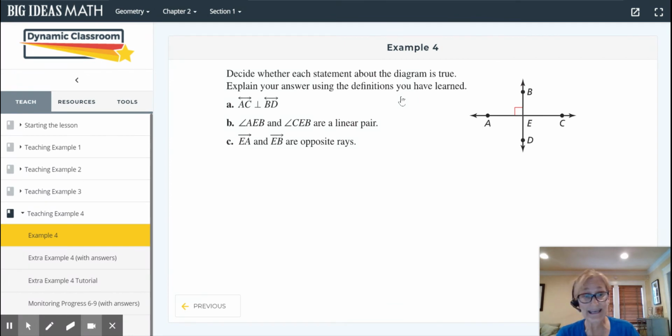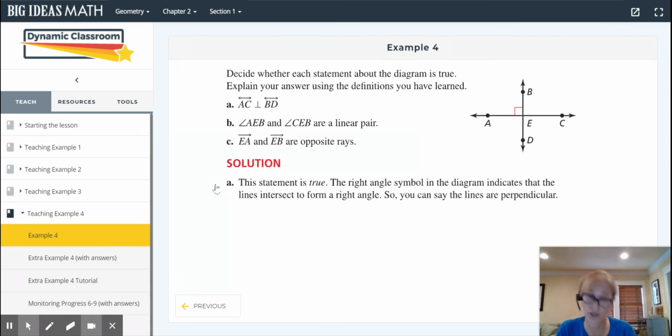So on page 68, you'll see a picture like this. The definition of perpendicular lines is, if two lines intersect to form a right angle, then they are perpendicular. If two lines form a right angle, then they are perpendicular. Okay. So what's true about this? Is it true that AC is perpendicular, that's the perpendicular sign, to BD? Yes, that's true. We see it's marked right here.